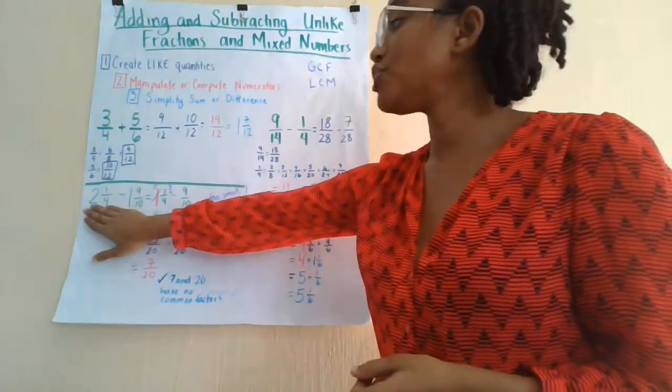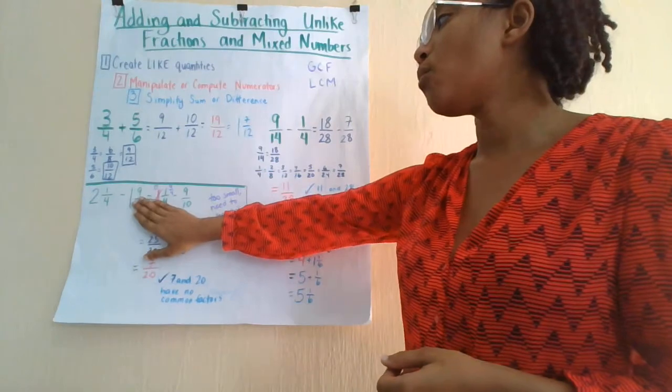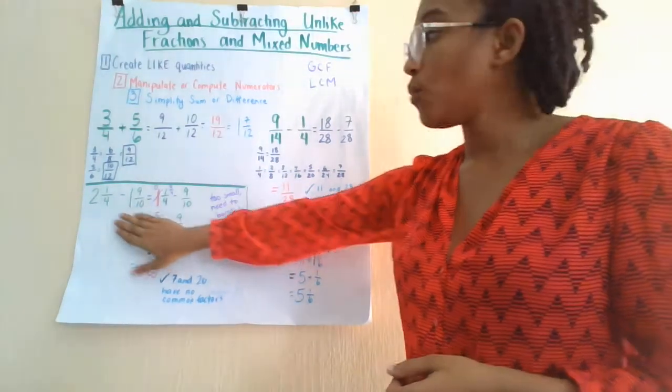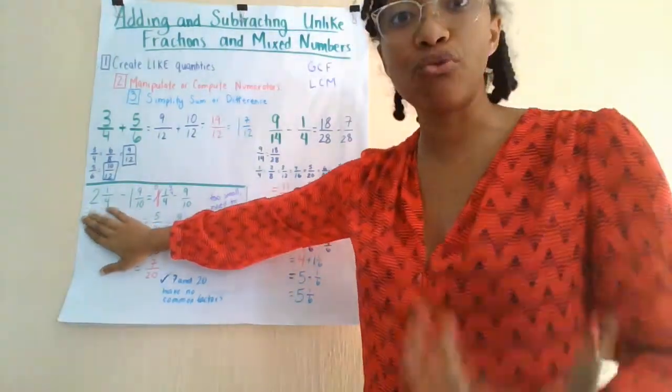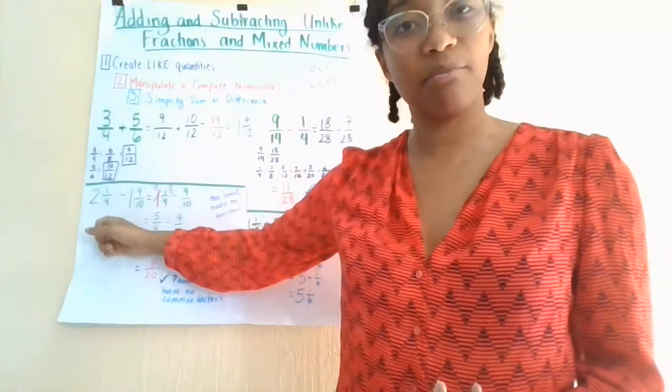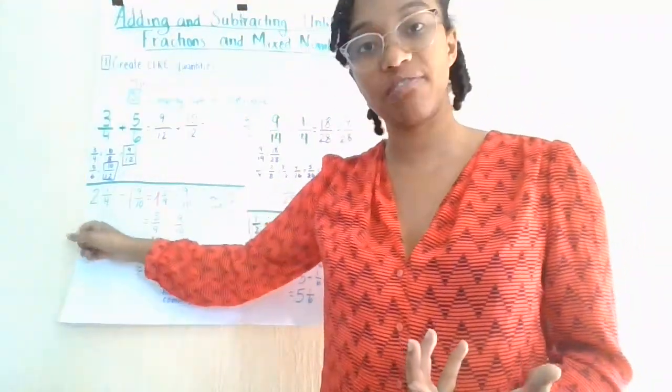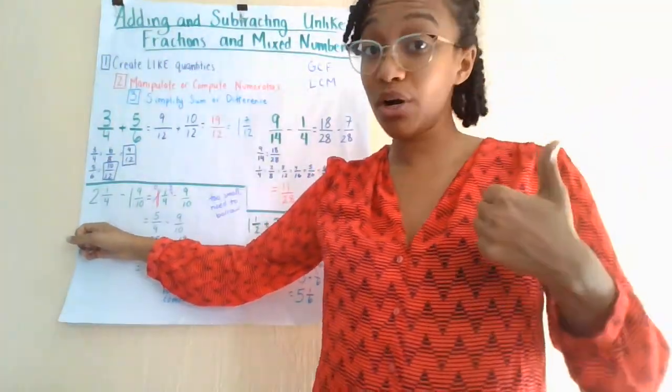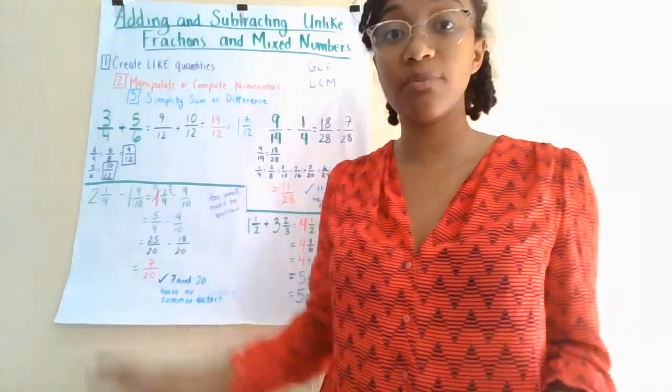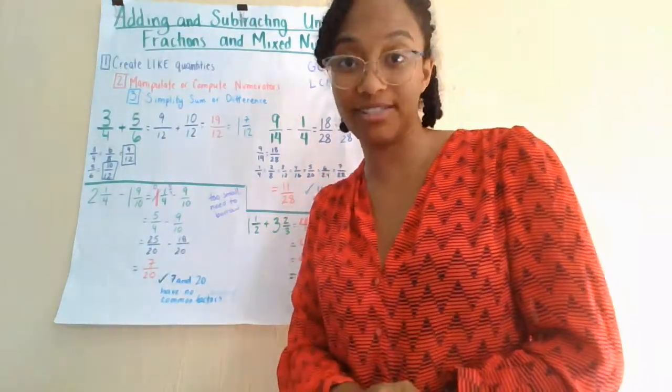Here I've chosen 2 and 1/4 minus 1 and 9/10. We know that 2 and 1/4 is a greater quantity because the whole number portion of the mixed number is higher. So we're good to go. We have a correct minuend and subtrahend. We can find the difference.